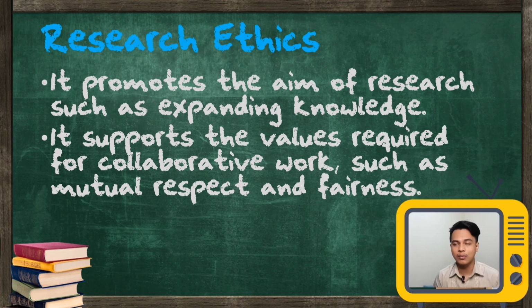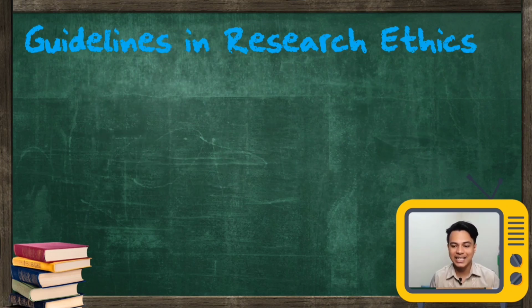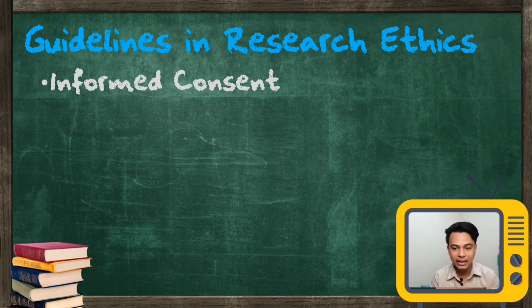So aside from attaining certain guidelines and principles, isa din to sa mga mahalagang bagay that we do and we consider in conducting a research project. So here are some of the guidelines in research ethics. So the first one is informed consent. So in order to safeguard the rights of the participants of our study, we have to secure informed consent. So ito yung number one na kinakailangan natin gawin bago tayo mag-gather ng ating data.